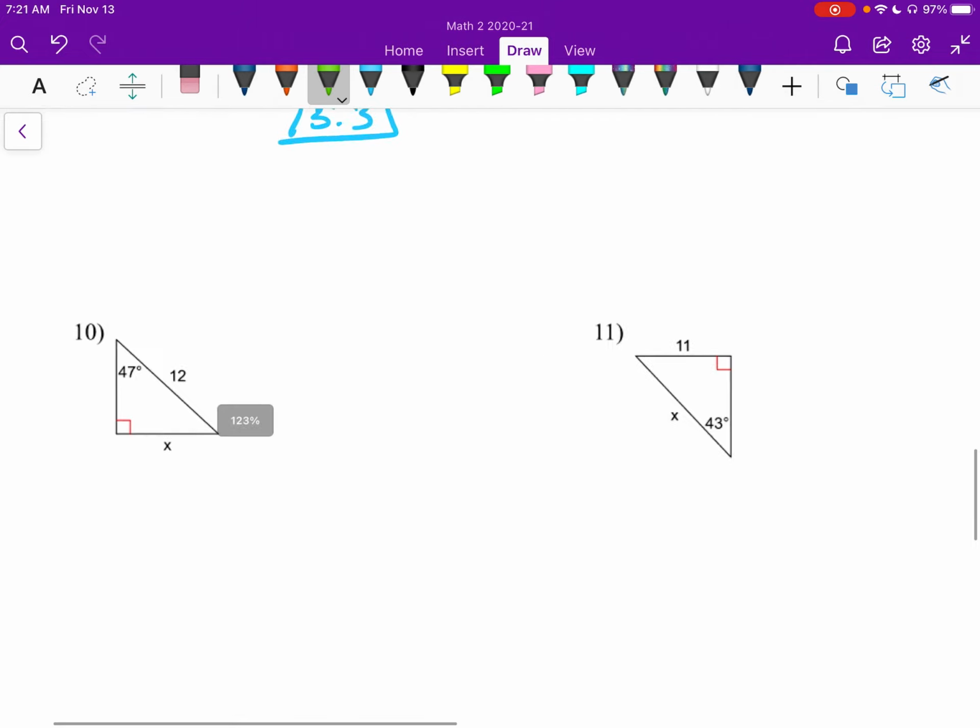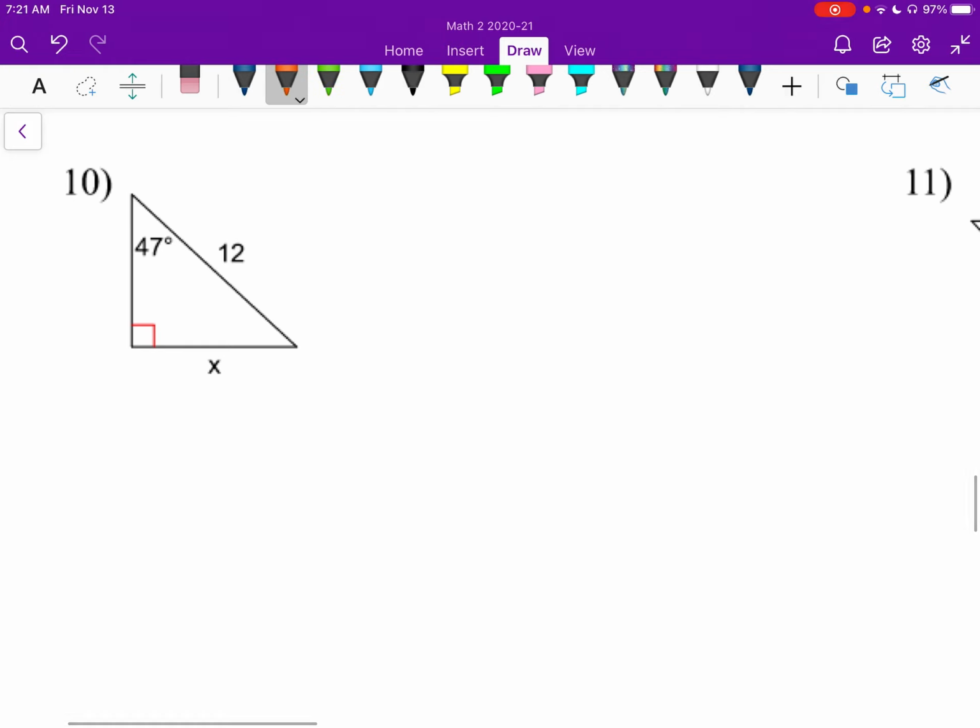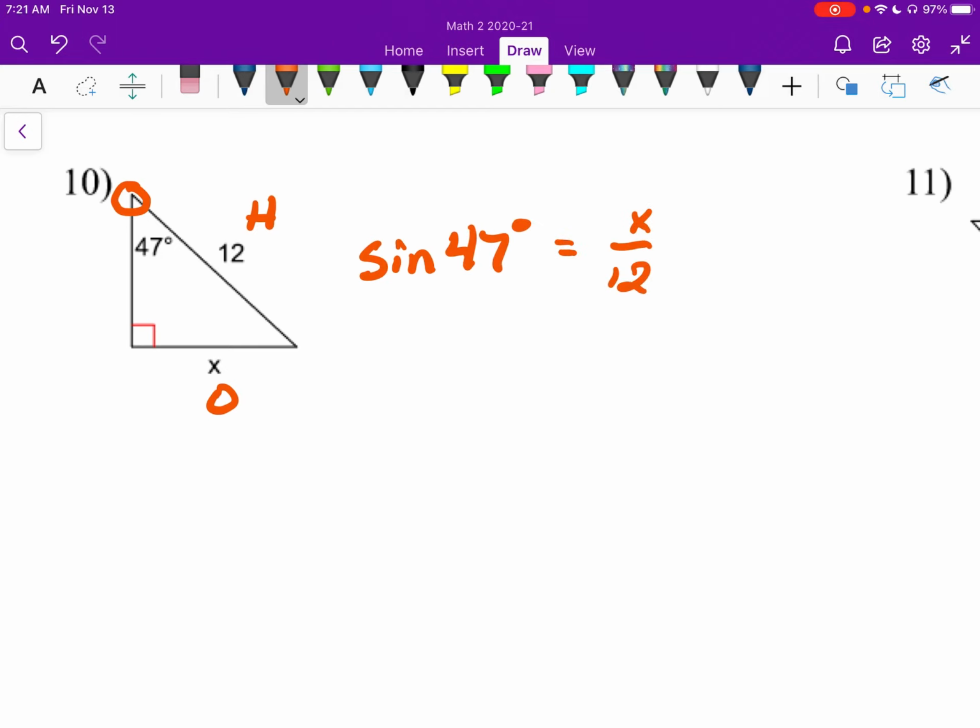All right, number 10. So we orient ourselves about this angle here. This is going to be our hypotenuse, and this is the side opposite. So we need a trig ratio that relates opposite and hypotenuse. The only one that does that is sine. So sine of 47 degrees equals x over 12. This one's kind of nice because my x can stay put. I'm going to multiply by 12, and I say 12 sine 47 is x.